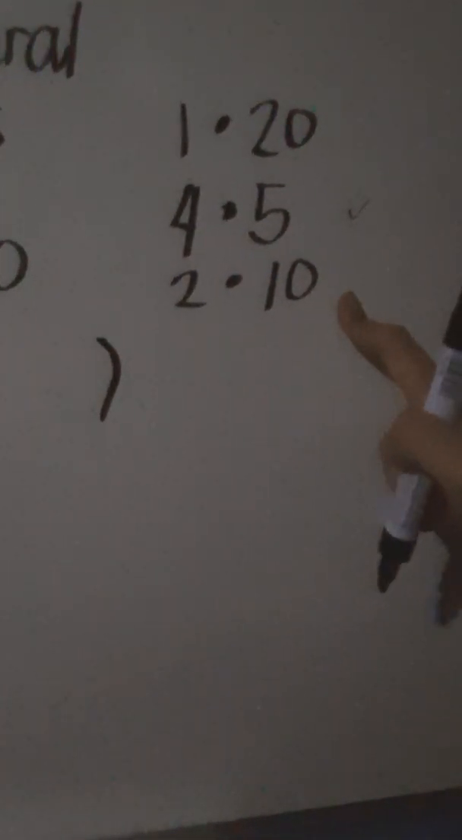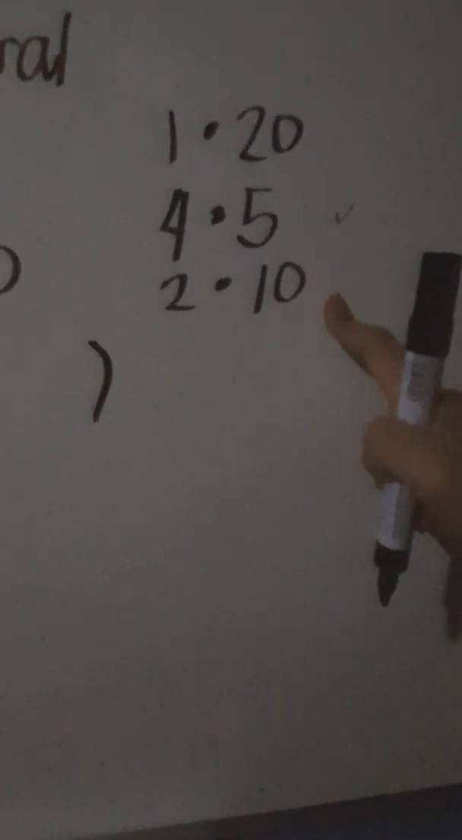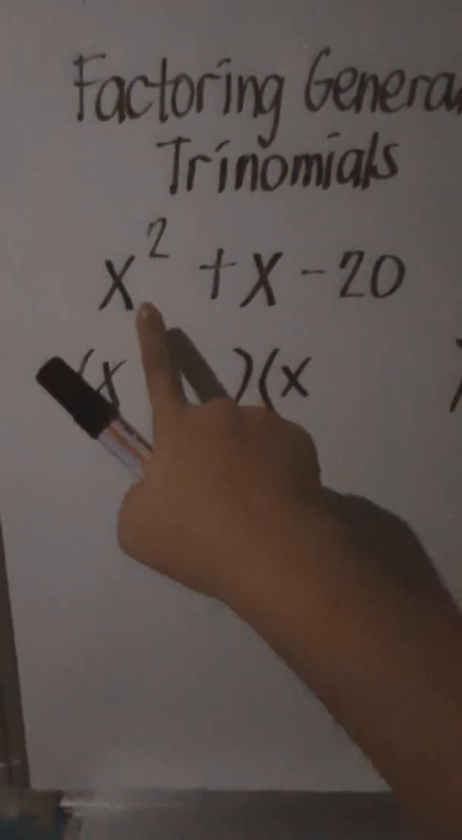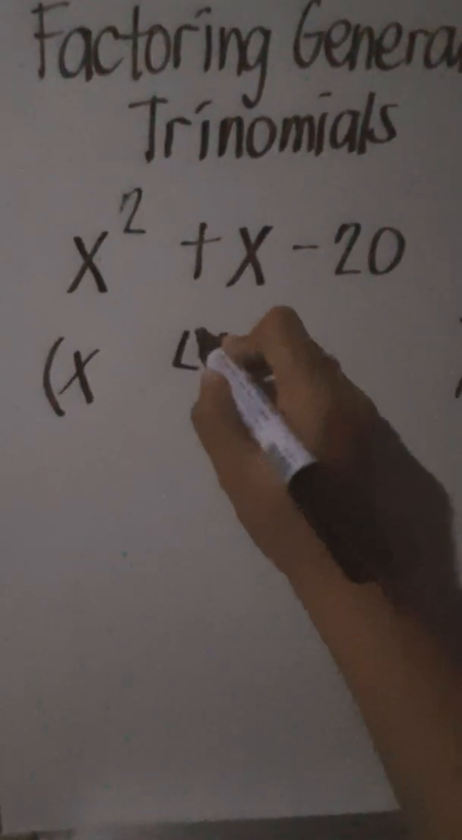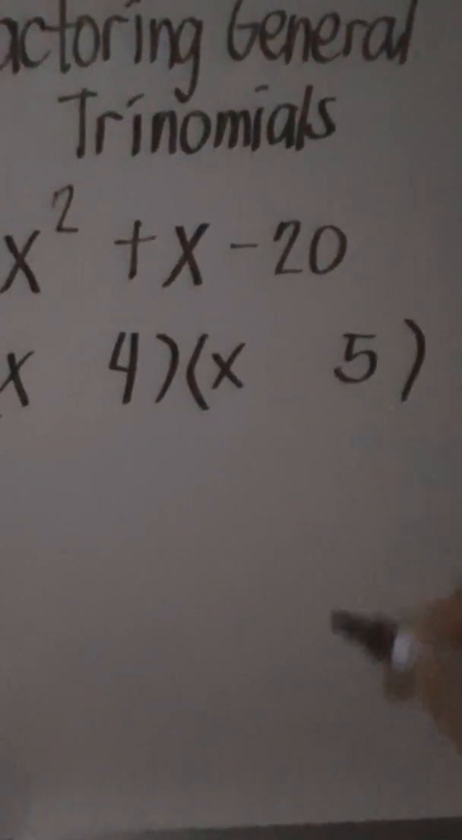Ang 4 og 5, kung atong i-add, mahimong 9. Kung atong i-minus, pwede ta kakuhag 1. So, pwede ni siya. Ang 2 og 10, kung atong i-add, makakuha tag 12. Pero kung atong i-minus, makakuha tag 8. Now, ang gipangita nato is 1. So, ang pwede ra nato ma-answer dire is 4 times 5. So, the factors of 20 that we can use are 4 and 5.